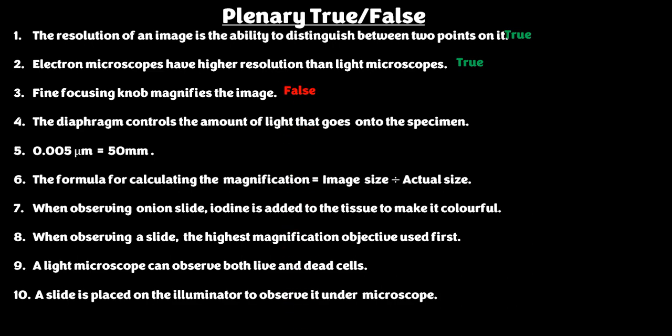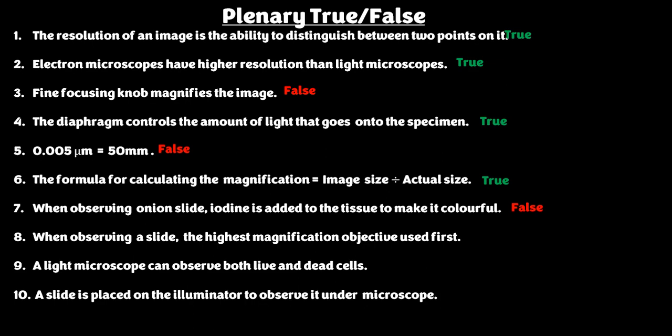The diaphragm controls the amount of light that goes onto the specimen. That is true. 0.005 micrometers is equal to 50 millimeters. That is false. That will be equal to 5 millimeters. The formula for calculating magnification is equal to image size divided by actual size. That is true. When observing an onion slide, iodine is added to the tissue to make it colorful. That is false. It's to stain the organelles.